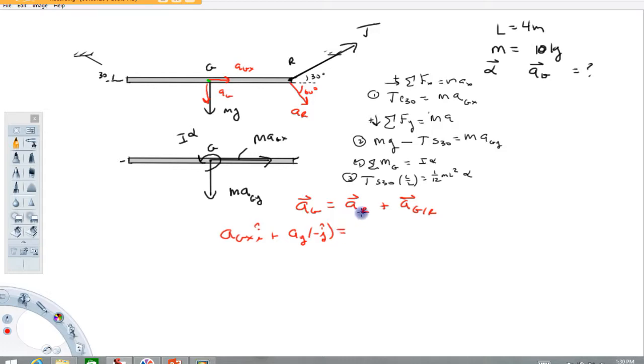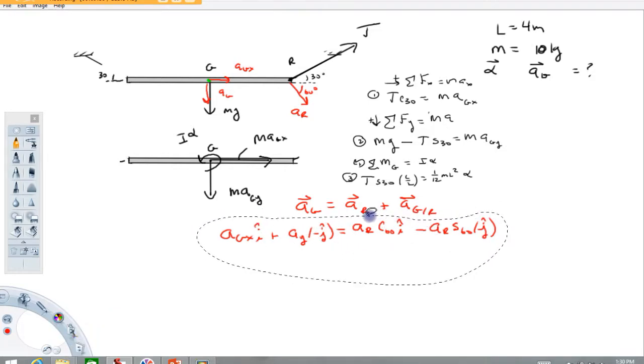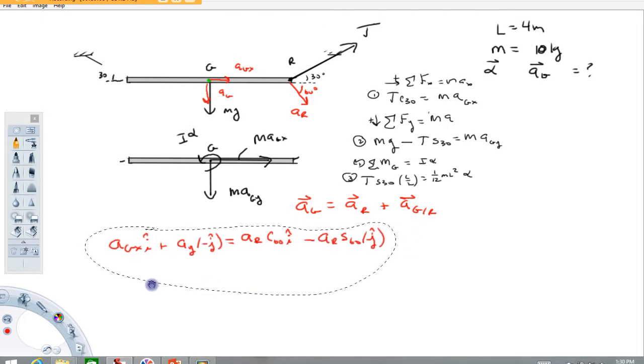Now, the acceleration of G has an x component in the I direction and a y component in the minus J direction, equals the acceleration of R. I don't know it, but I can write it in component form, in terms of i, j, k, a standard xyz coordinate system. So this is going to equal acceleration R cosine 60 to the right, that's the x component of this acceleration vector, minus acceleration R sine 60 in the J direction.